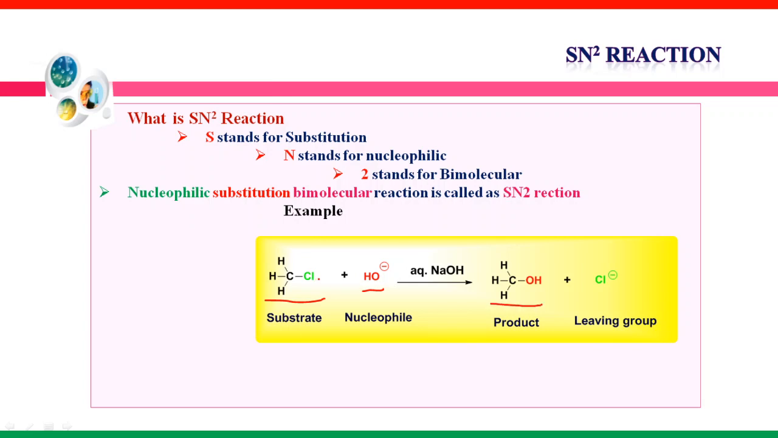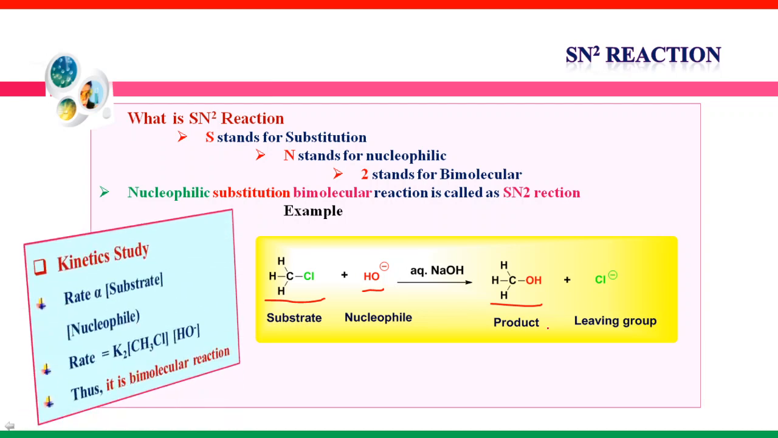The atom Cl in the substrate is replaced by the negatively charged nucleophile hydroxide to give the product. This is an example of SN2 reaction. What is the kinetic study of SN2 reaction?